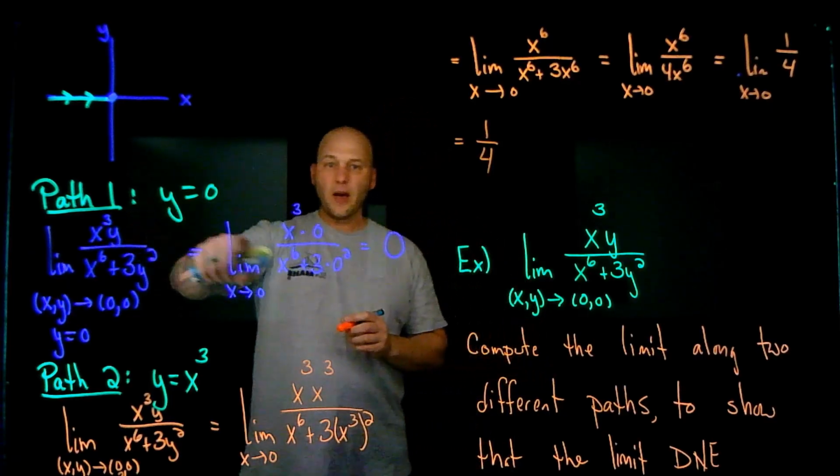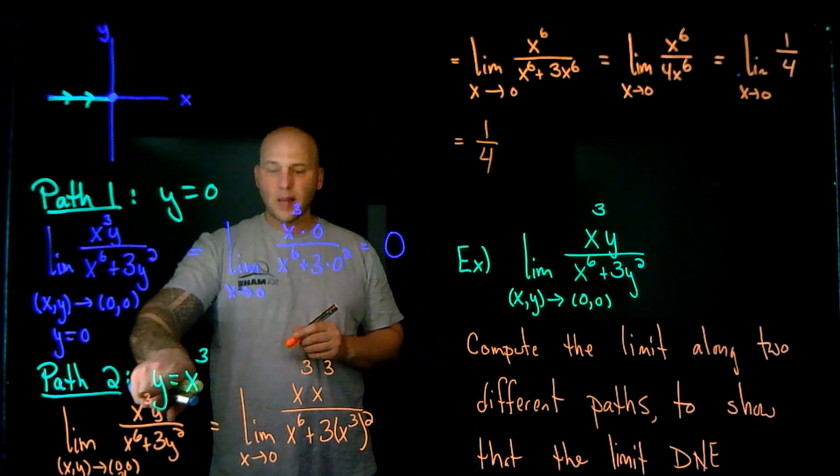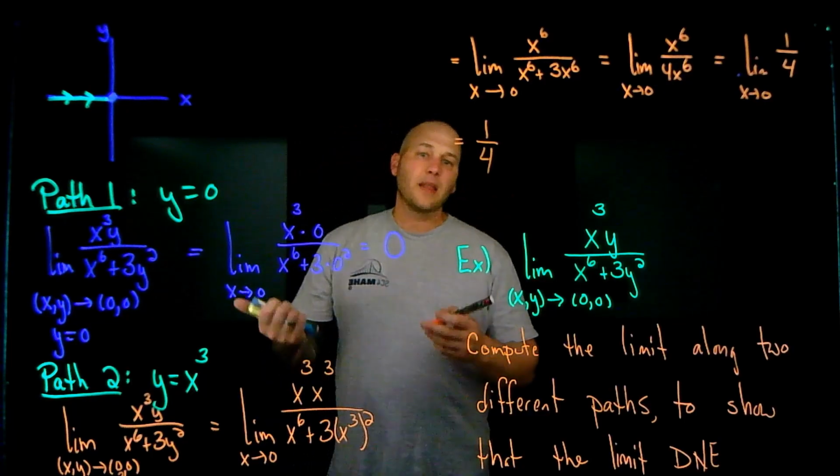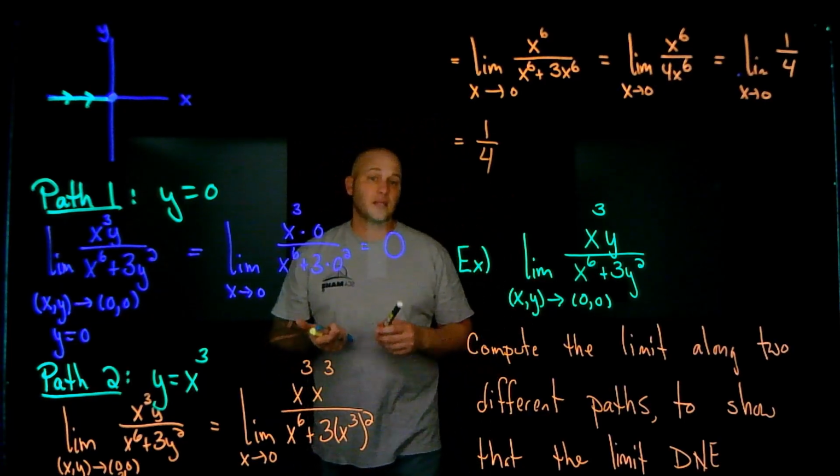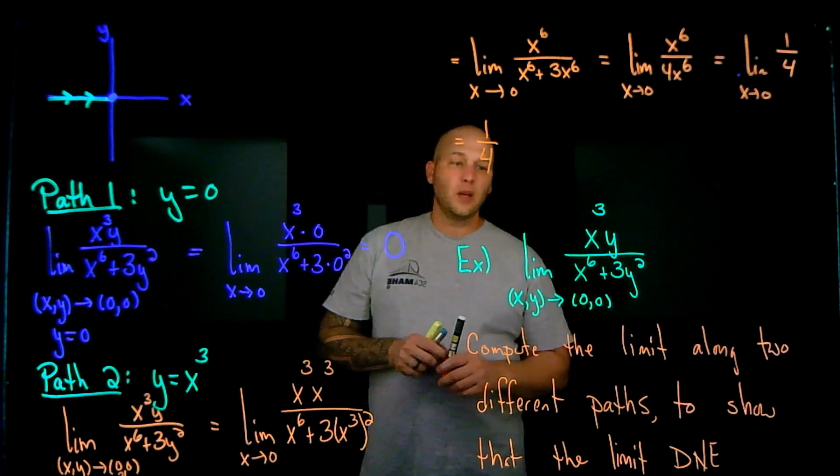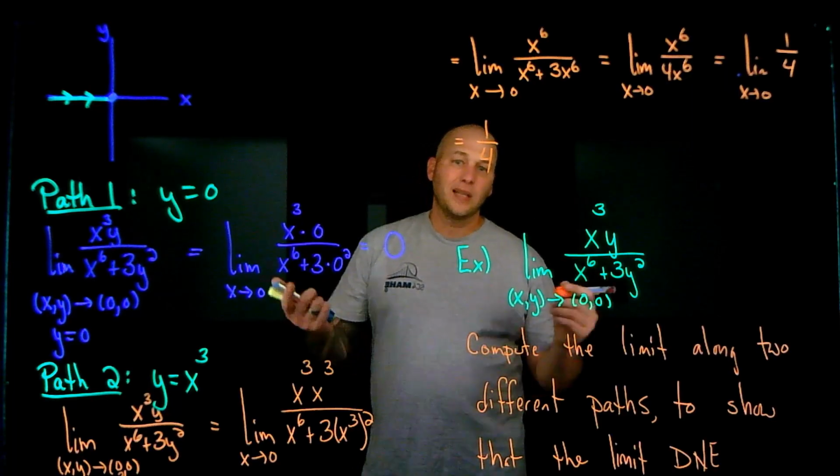Along the first path, I got a limit of 0. Along the second path, I get 1/4. And therefore, since those are not the same, the limit of the original expression does not exist. Okay?